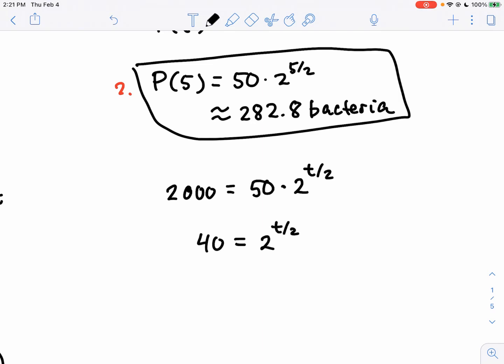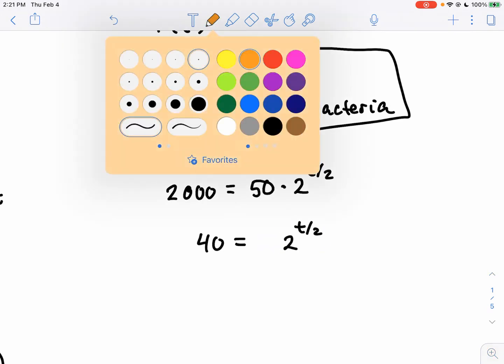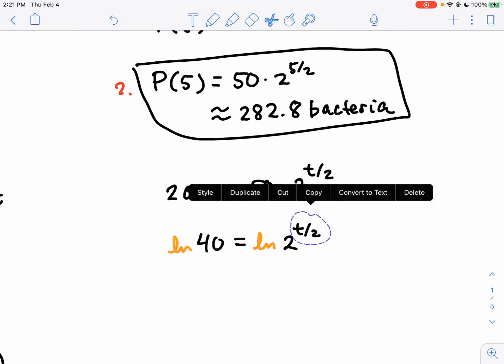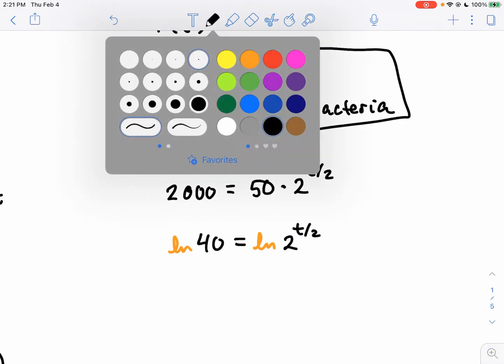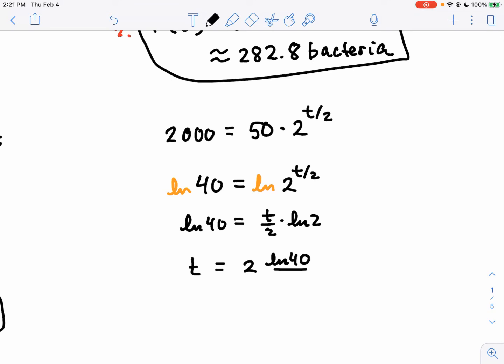Now you can log both sides. You can do any log you want. There's lots of ways to do this. I'll do a natural log of both sides. Then I'm going to use the property where that t halves can jump down as a coefficient of the logarithm. This is the whole reason why I wanted to log both sides. So I have natural log of 40 is equal to t halves times natural log of 2. Now I just have to divide by natural log of 2 and multiply by 2. And I get t is equal to twice natural log 40 over natural log 2.